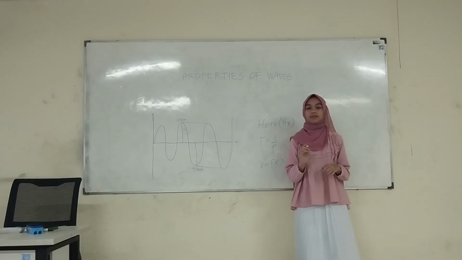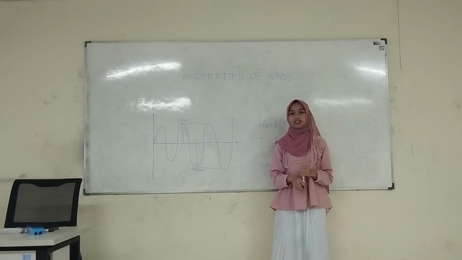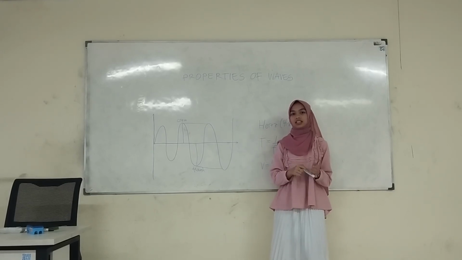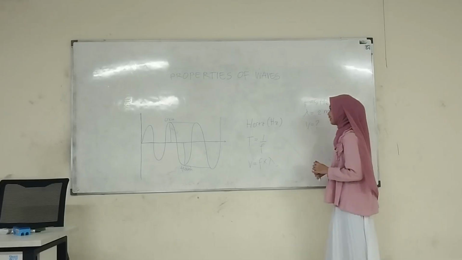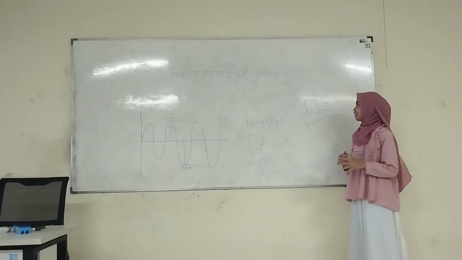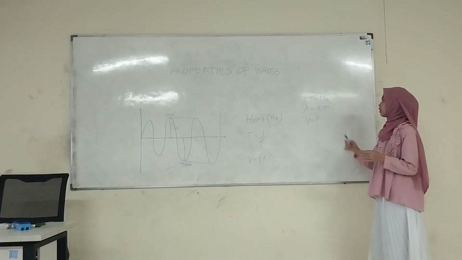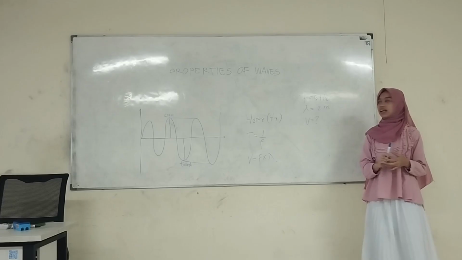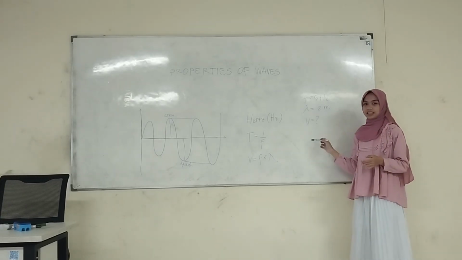The speed depends on the medium. For example, sound travels faster in water than in air, and even faster in solids. So now, let's try a quick calculation. If a wave has a frequency of 5 Hz and a wavelength of 2 meters, what is its speed?